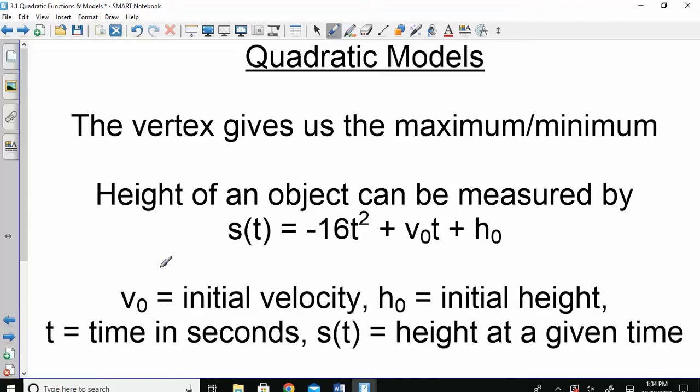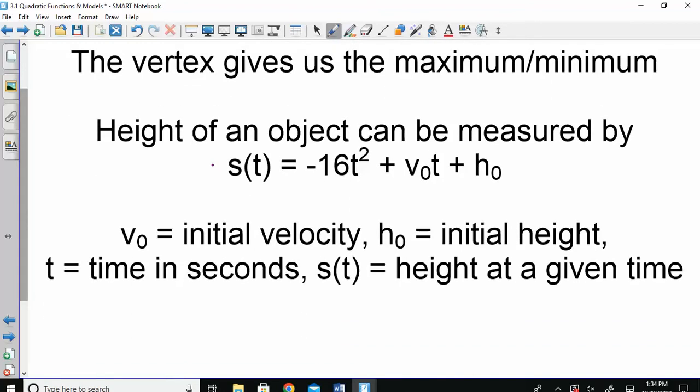Negative 16, that's just due to acceleration due to gravity. You don't really have to know that. You're not memorizing the equation. I would give it to you. But in this scenario, S of t is telling what your height is at a given point in time. V sub 0 represents your initial or your beginning velocity. H sub 0 is your initial or beginning height. So I think you've got a box in the middle of the page. You can fill in some gaps here, talking about the quadratic models of vertical motion equation.